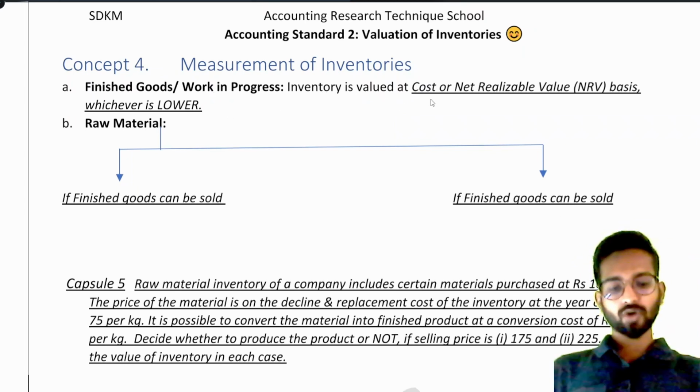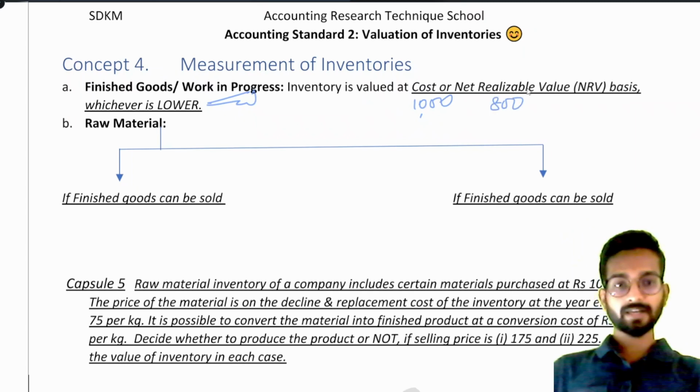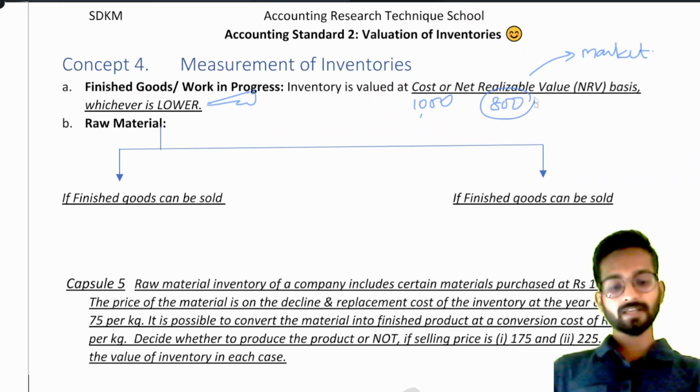Inventory is valued at cost or NRV basis, whichever is lower. Suppose they say cost is 1000 rupees and net realizable value is 800 rupees. Net realizable value means that value at which you can sell that inventory in the market. If I can sell it at 800, but my cost of manufacturing itself is 1000 rupees, then I have to write that the value of my inventory is 800 only. I will write 800 only in the balance sheet.